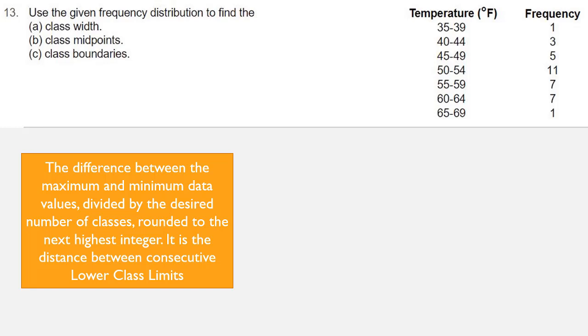The first two lower class limits are 35 and 40. So 40 minus 35 is 5. That means the class width is 5. So that's the answer to part A.